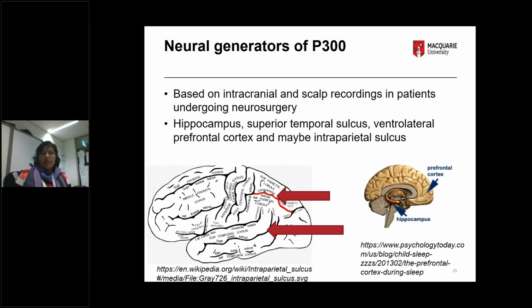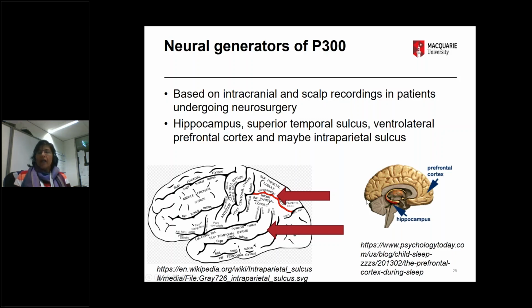Now, as promised, neural generators. This has come from a number of intracranial studies and scalp studies, and like I said, there's the hippocampus and the prefrontal cortex. These are the ones that are clearly contributing to P3A. But then we also have the superior temporal sulcus and even the intraparietal sulcus pointed out here that also contribute to the P3B.